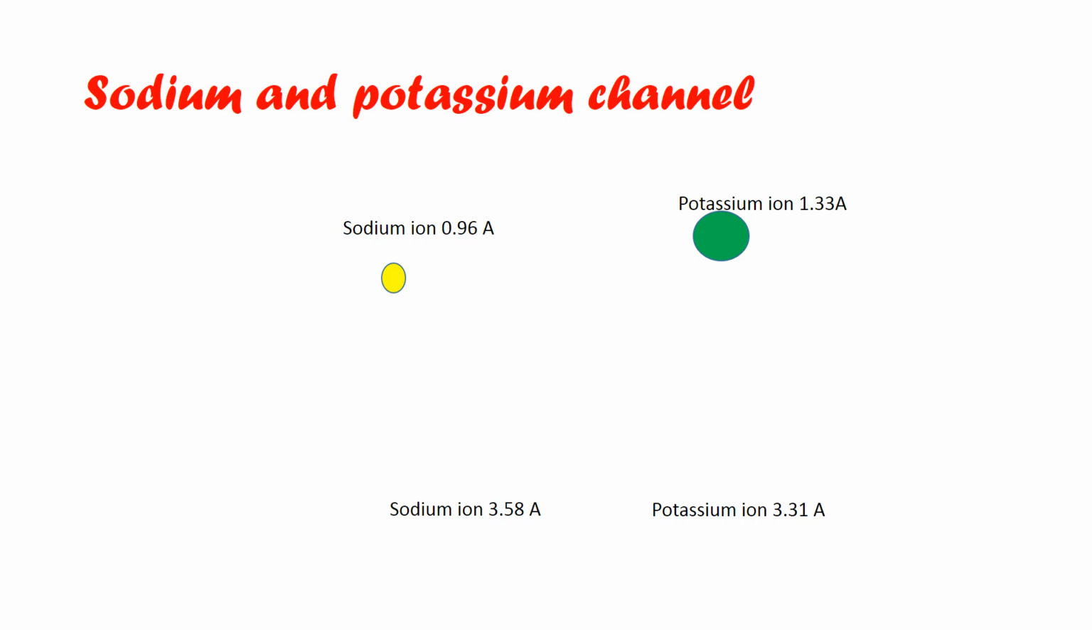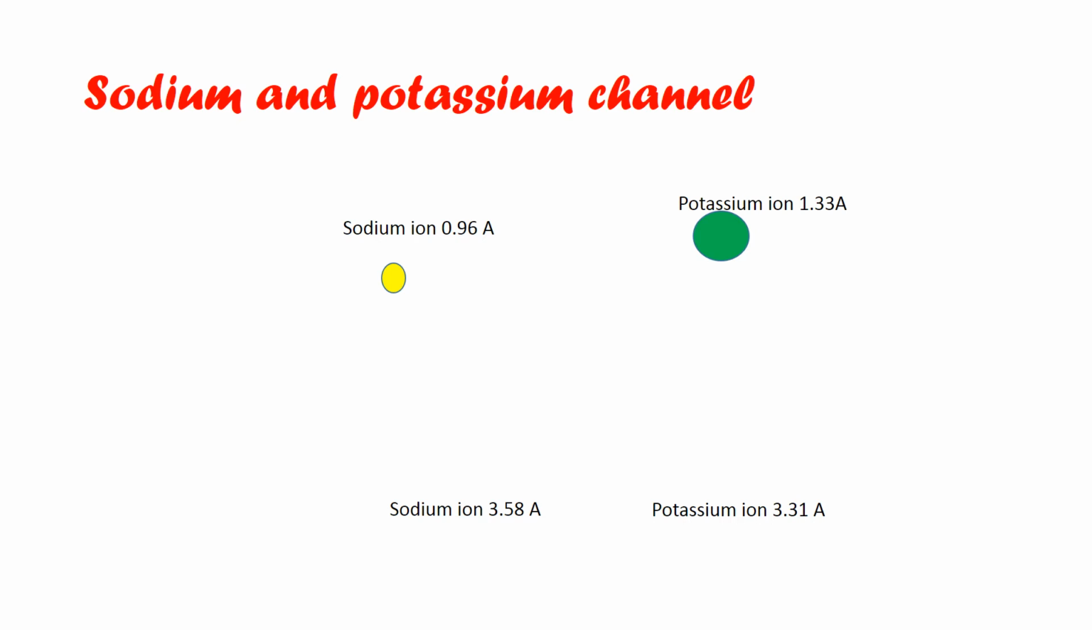In this slide we can see the sodium ion that is depicted by yellow color and the potassium ion which is depicted by the green color. These are the unhydrated sodium and potassium ions. The sodium ion unhydrated is 0.96 angstrom in size, whereas potassium is 1.33 angstrom. So which one of the two is bigger?